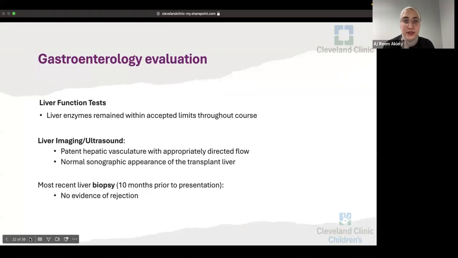From a GI perspective, our gastroenterology and hepatology colleagues closely followed this patient. His liver enzymes remained within accepted limits throughout the course, and as we said, his most recent liver biopsy, 10 months prior to the presentation, was reassuring against rejection. Imaging during that time with liver ultrasound was also reassuring for the transplanted liver.